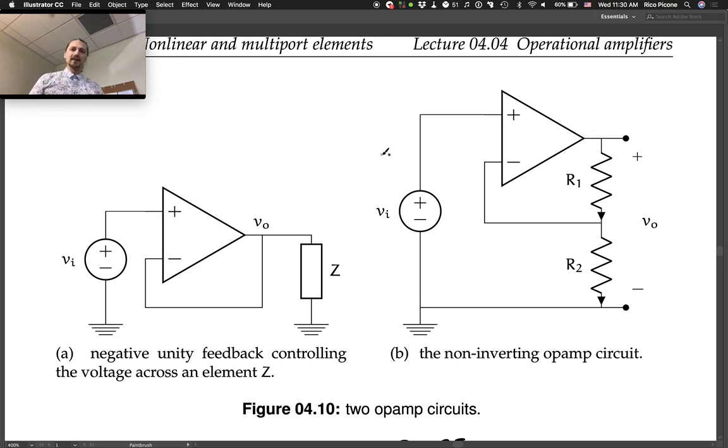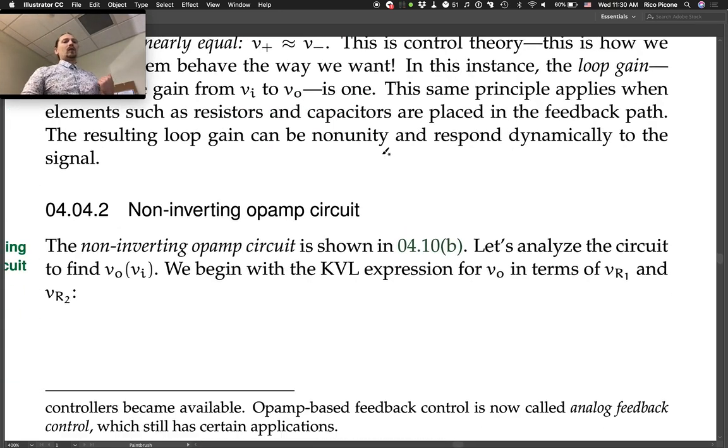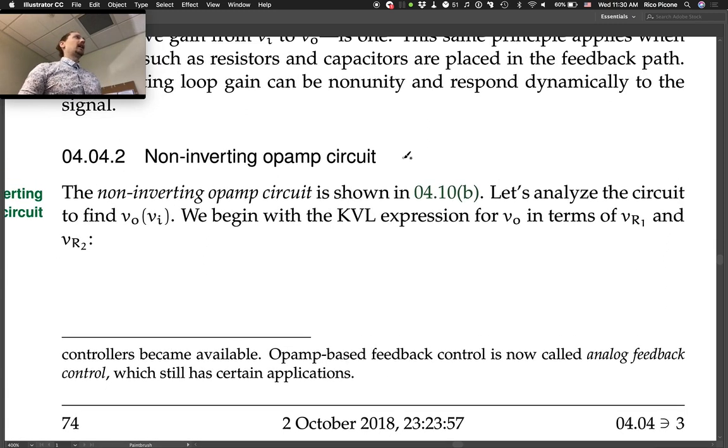So we'll do the analysis. And we'll talk about how you can do it in two ways. You can use the original A times V plus minus V minus equation, or you can use the V plus is approximately equal to V minus approximation. They both give you the same result. One gives you more information than the other, and the one that gives you more information takes more work. So we'll talk about that as we go.